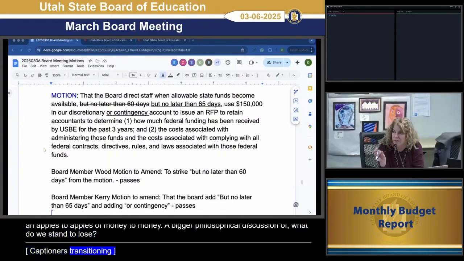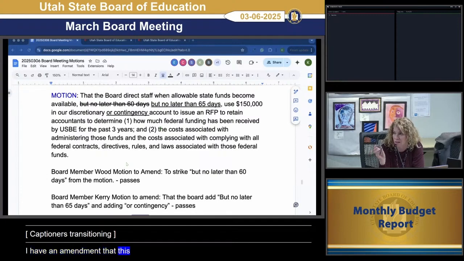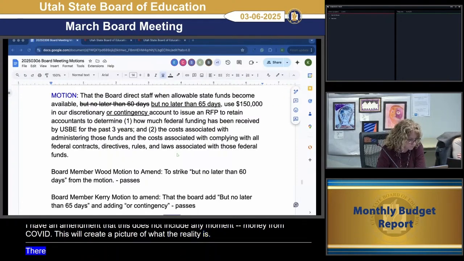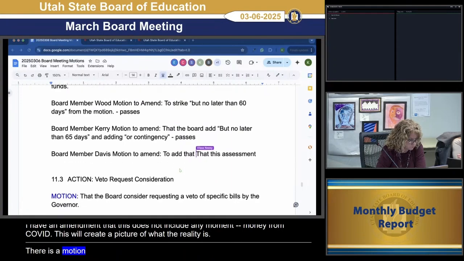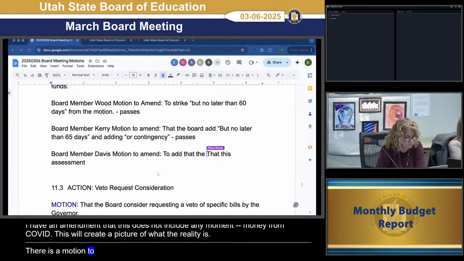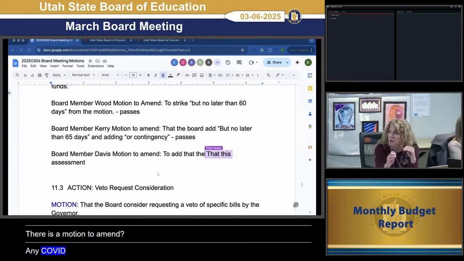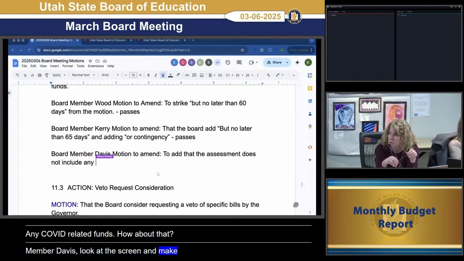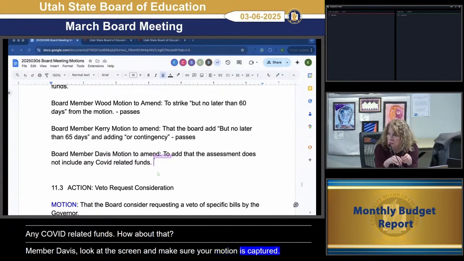Yeah, I have an amendment that this does not include ESSER money or any money associated with COVID, or we'll get a false picture of what the actual reality is. There's a motion to amend. Second. To not include ESSER. Any COVID-related funds, how about that? Member Davis, you want to look at the screen and make sure that your motion is captured. Yes, and if I get a second, I'll speak to it briefly. You have a second. Go ahead.